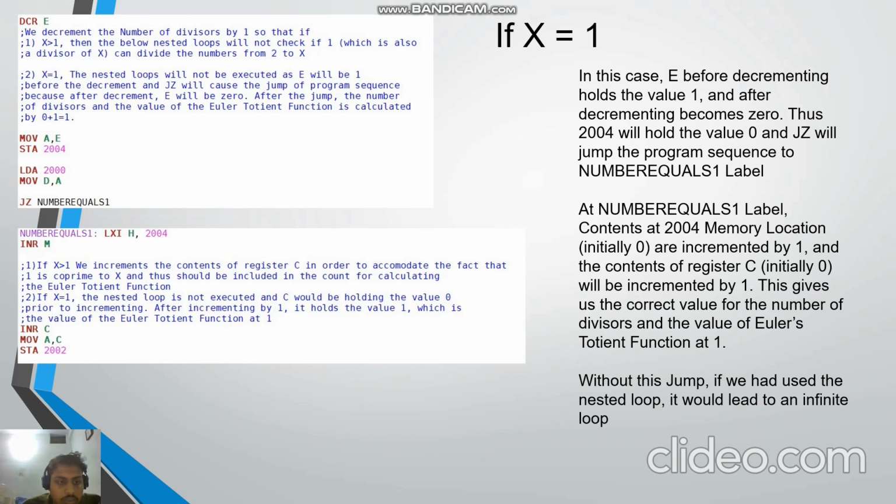So that's the reason we have not had 1 in the divisors list, and not had 1 in the dividend list, and for x greater than 1 we use the nested loop structure, and for x equal to 1 a completely different jump structure.